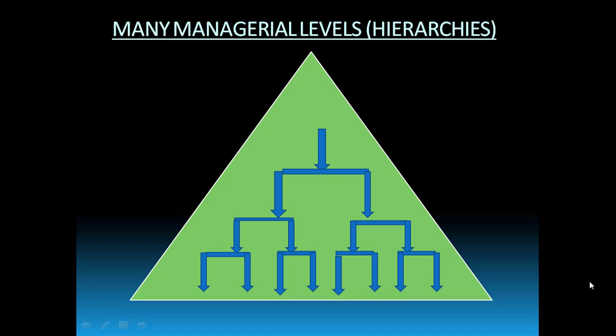This is a diagrammatic representation of narrow span of control, which shows many managerial levels and the hierarchies of the organization. So we see here that under one superior there are 2 subordinates each, right? And this gives a very triangular form to the organizational structure. That is why it is called a narrow or tall organizational structure.